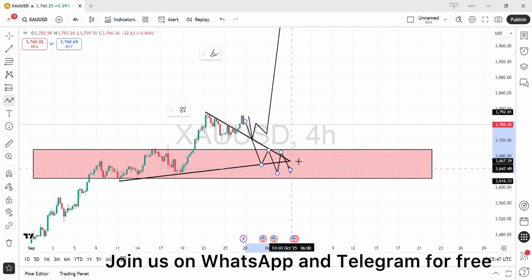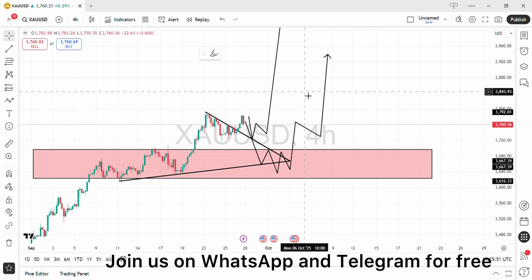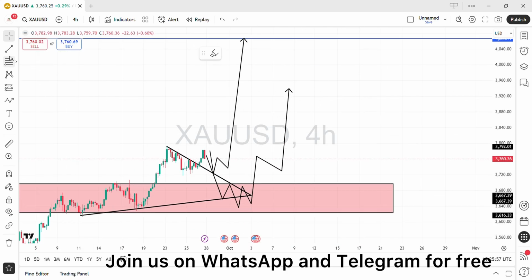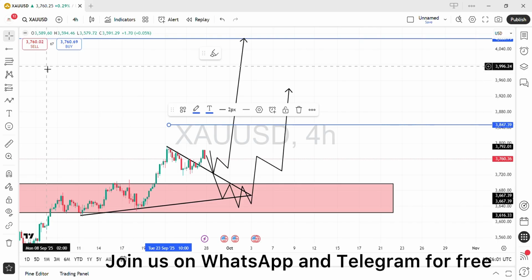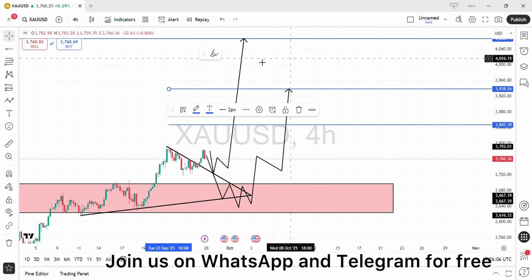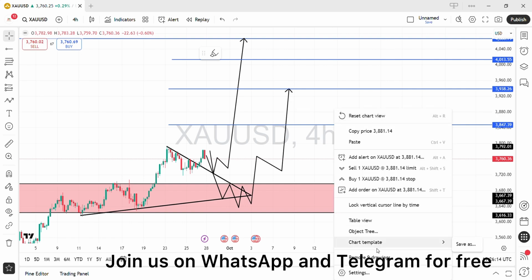Keep in mind this is a longer time frame. Although this is a greater target, I would love to divide the big target into small chunks, such as 3840, 3920. You can draw the smaller areas like that, but the main and ultimate goal is that the gold is in the bullish direction. So this was according to the weekly and H4 method.